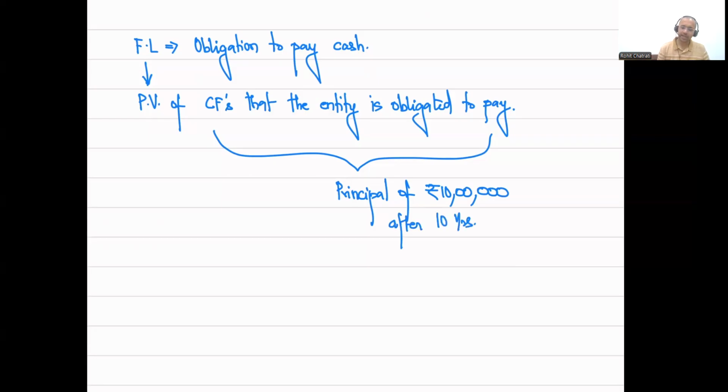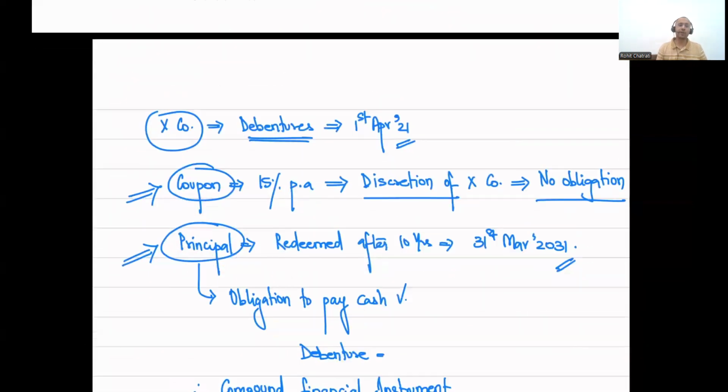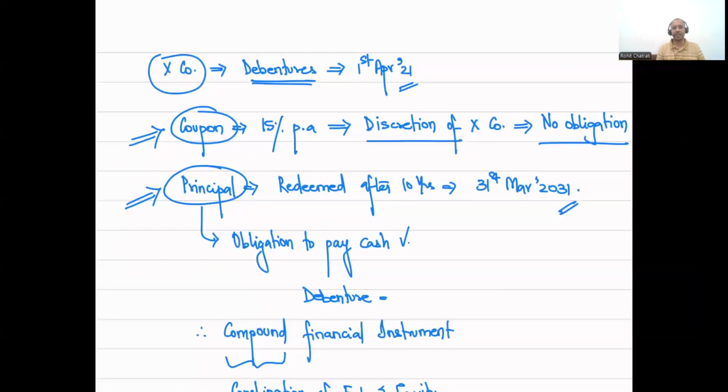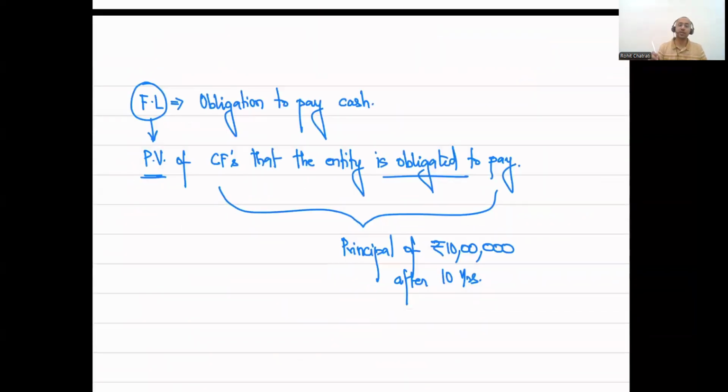Now I will have to take the present value of this 10 lakhs, and that value will be regarded as the financial liability component. The cash flow that an entity is obligated to pay is only the 10 lakh rupees, because the entity does not have an obligation to pay the coupon of 15% every year. Therefore, I am going to only take the present value of the cash flow that the entity is required to pay, and that will be the value of the financial liability.